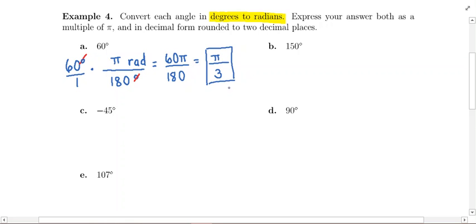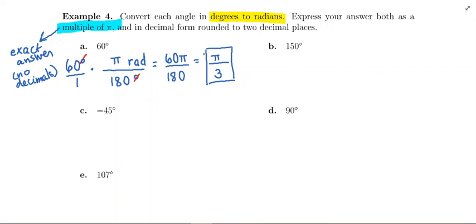Now be careful with the directions. The directions said to express your answer both as a multiple of pi, and that means exact answer here, meaning no decimals. And that is actually what we just did. We have a multiple of pi here because pi is in our answer and it's not a decimal. But you're also asked to express the answer as a decimal rounded to 2 decimal places. The reason we're practicing in both ways is because MyMathLab can ask you in either way. They can ask you to convert to radians and give the answer as an exact answer, meaning a multiple of pi, or give it as a decimal, so you need practice with both.